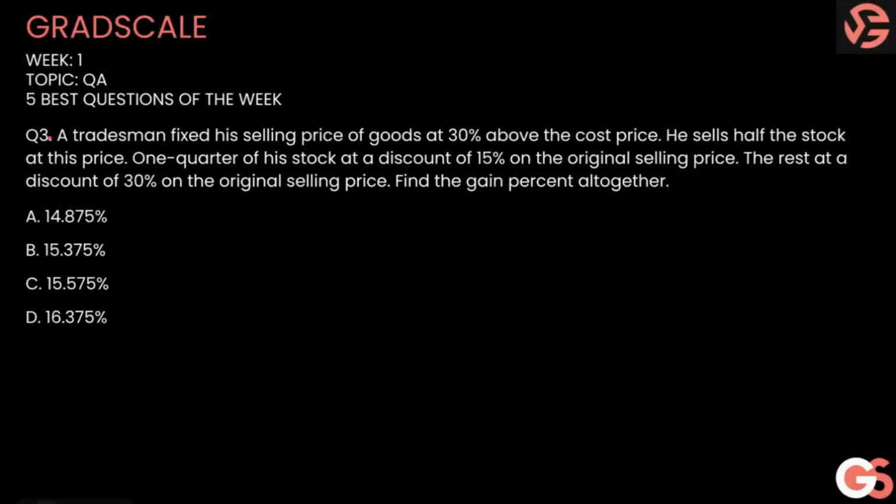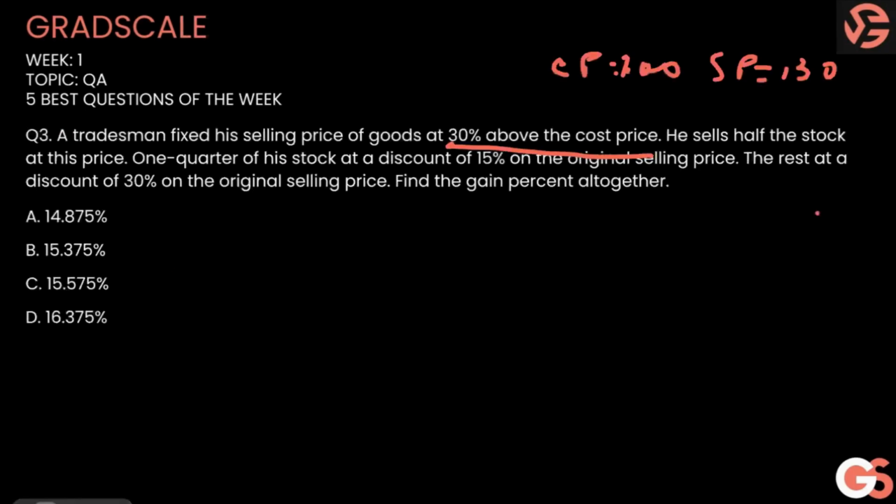So here it is told that a tradesman fixed his selling price of goods at 30% above the cost price. That means if the CP is equal to 100, SP becomes 130. Let us note it down here. So let CP be equal to 100. Selling price is equal to 130. Okay. The next statement says he sells half the stock at this price.